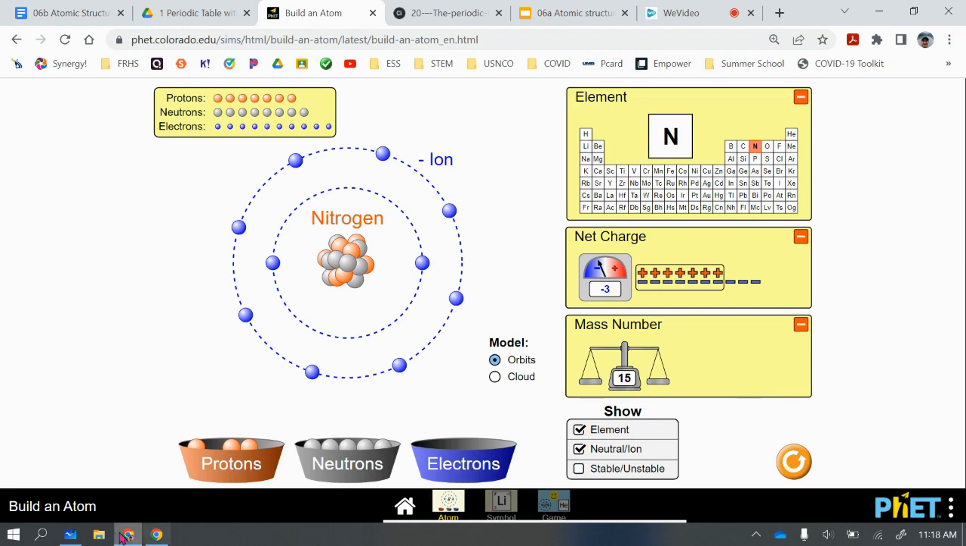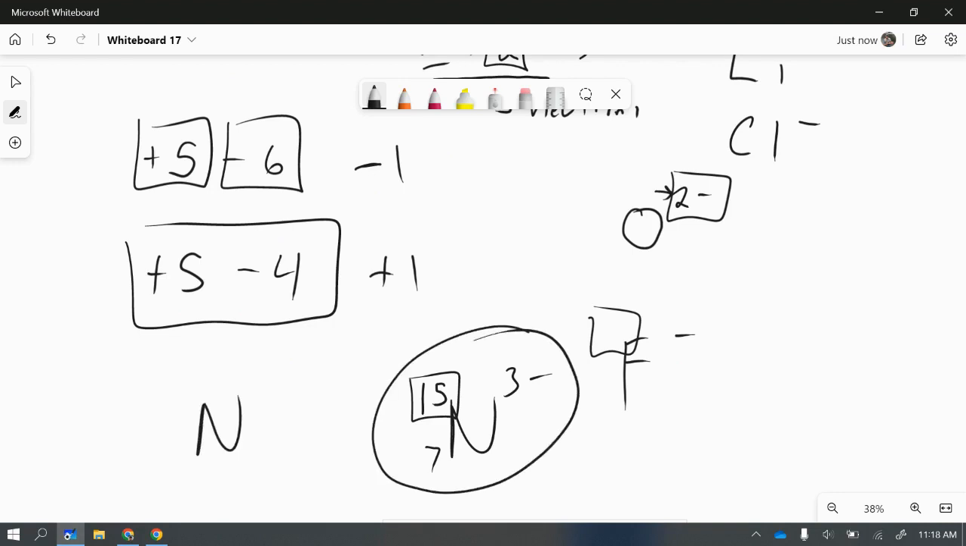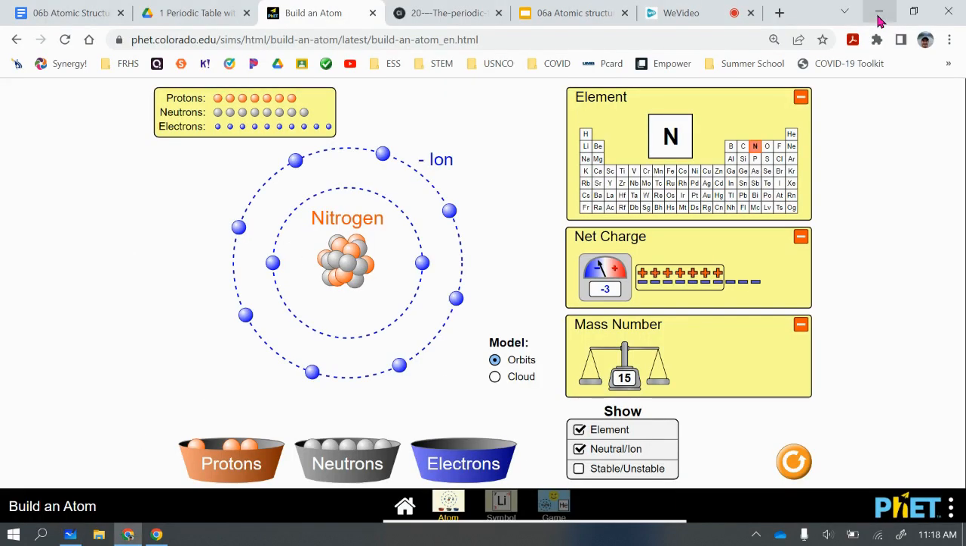So how would we write that if we wanted to write the full nuclide symbol? Now we would put the 15 here. And if we wanted to, we could put the 7. We don't have to. But this would be the full nuclide symbol for that atom we just built, right? It's a negative ion with a mass number of 15, atomic number 7. All right. Okay, good. Let's do one more.